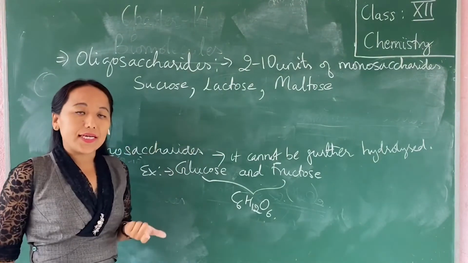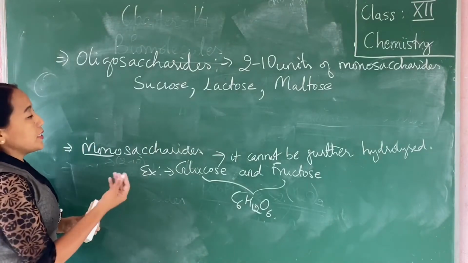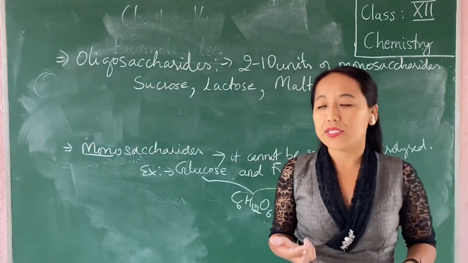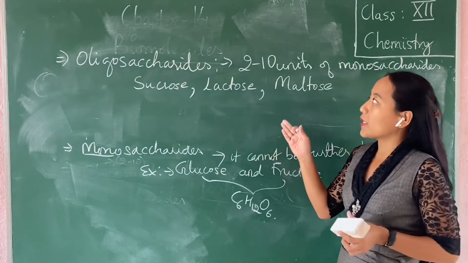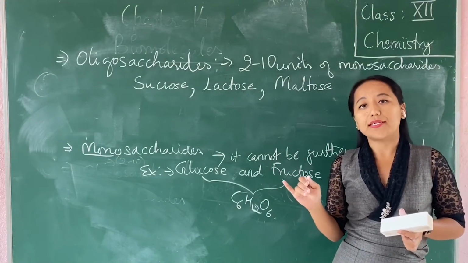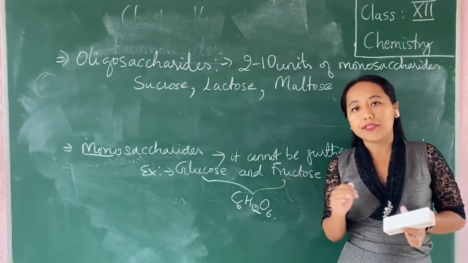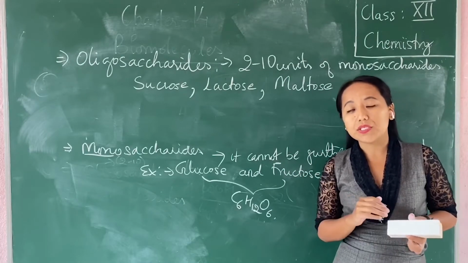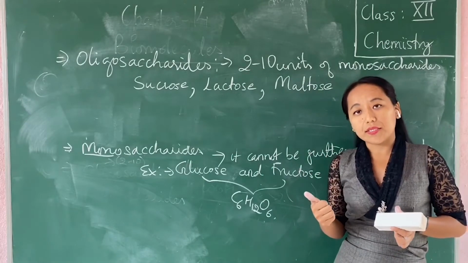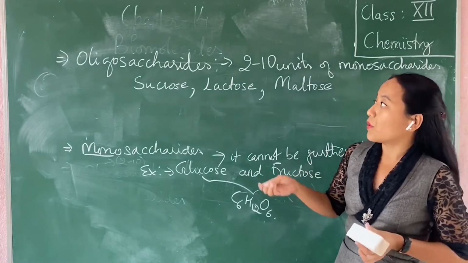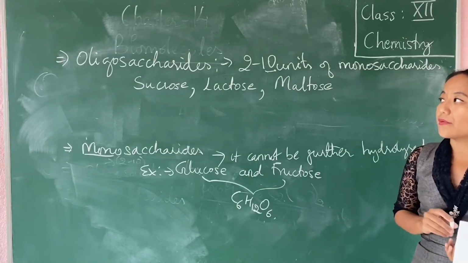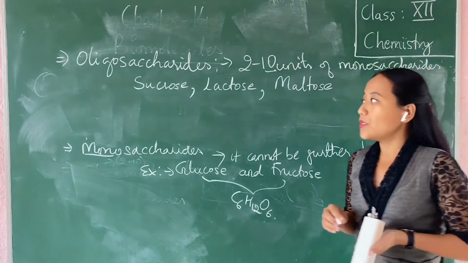Similarly, lactose is a disaccharide. Disaccharide means that on hydrolysis it gives 2 units of monosaccharides. So under oligosaccharides you have disaccharide, which gives 2 units of monosaccharides on hydrolysis, and then there is trisaccharide, which gives 3 units of monosaccharides on hydrolysis, and then there are tetrasaccharides, pentasaccharides, and so on till 10. So that's about oligosaccharides. Now the next one is polysaccharides.